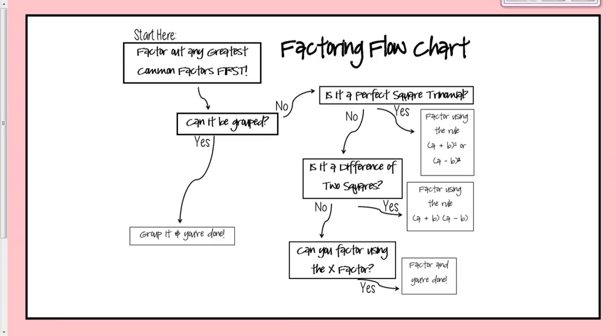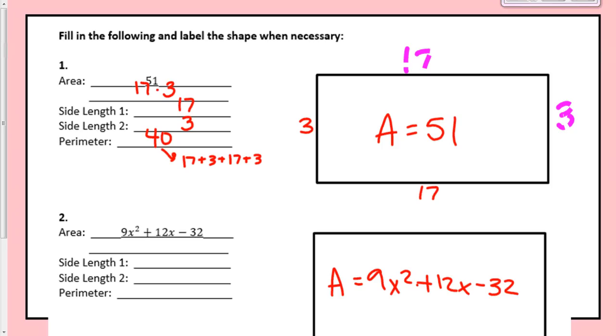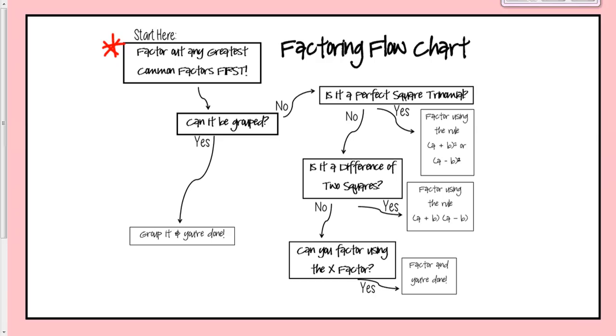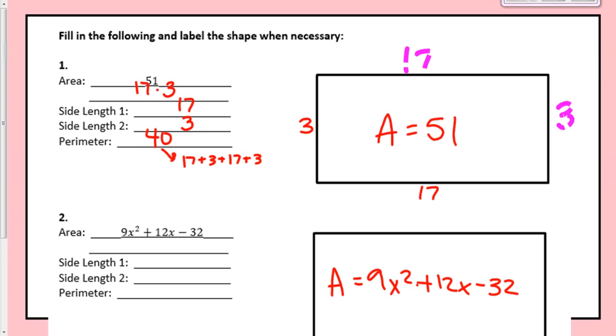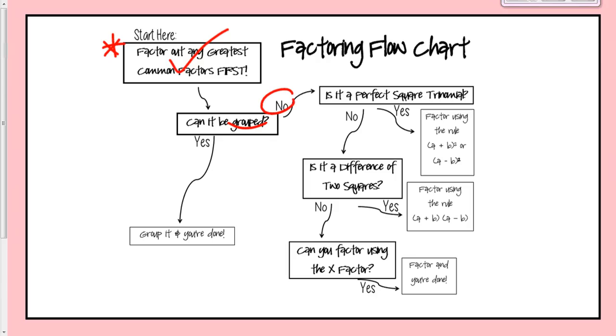So I went ahead and brought in the flow chart that you got in topic 4. The first step is always the same. I need to factor out any greatest common factors first, okay? Well, 9, 12, and 32. I know 9 is divisible only by 3 and 9, which 12 and 32 will not work with. So, check, done that. Can it be grouped? Well, it's 3 terms, so no.